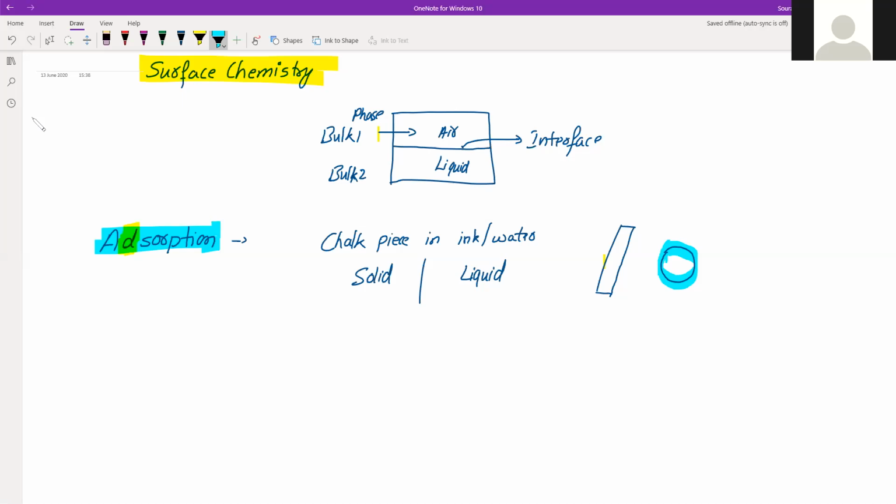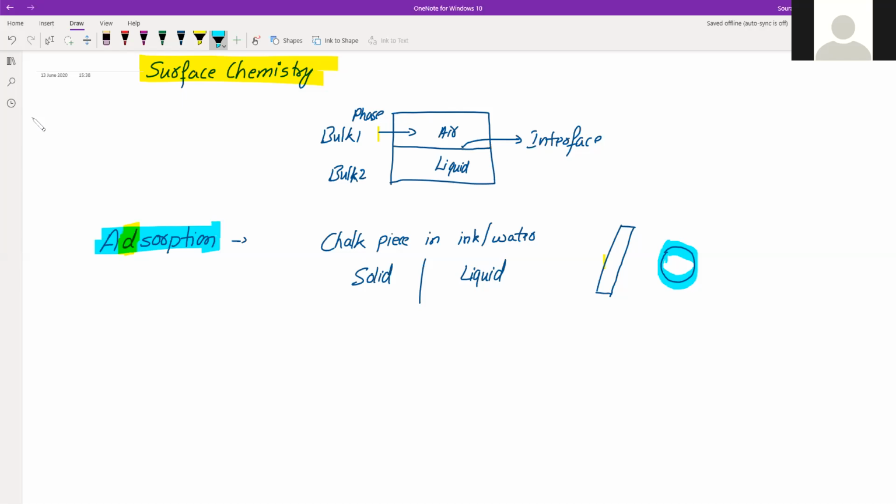So the concentration of the liquid becomes more, or increases, at this surface of the chalk piece. This is called adsorption. So the phenomenon of attracting and retaining the molecules of a substance on the surface of a liquid or solid, resulting in a higher concentration of the molecules on the surface, is called adsorption.